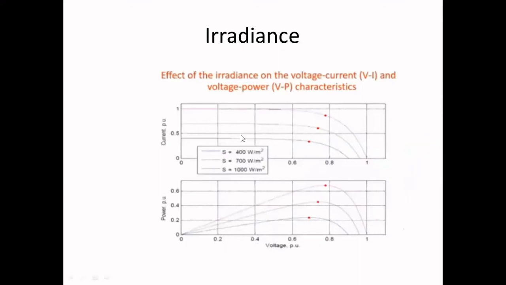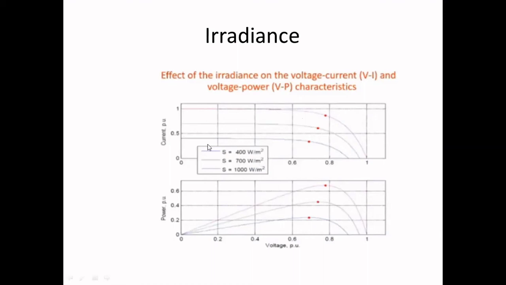The main thing for the solar panel is irradiance. Depending upon the irradiance only, the output characteristics and the output rating will be decided. So according to the irradiation, the graph is plotted in this graph. When irradiance is 1000 watt per meter square, we will get more output, more current output. When it is low, at 400 watt per meter square, the output is low. Accordingly, the power also varies. When we increase the irradiance, the power output will vary.